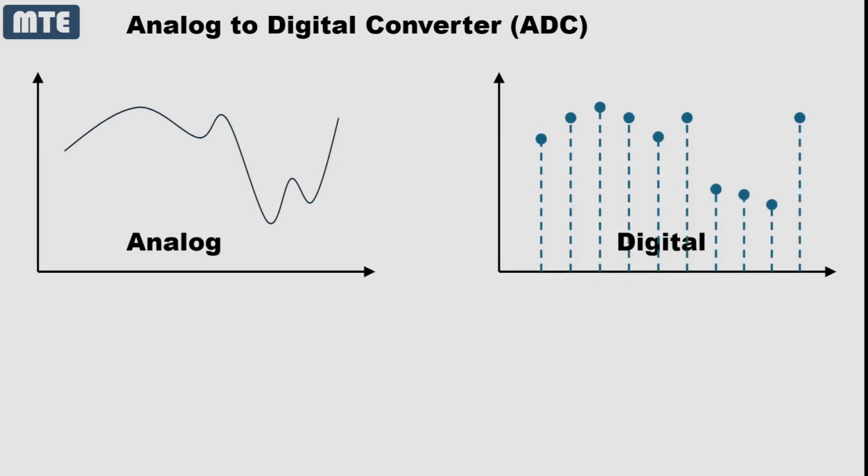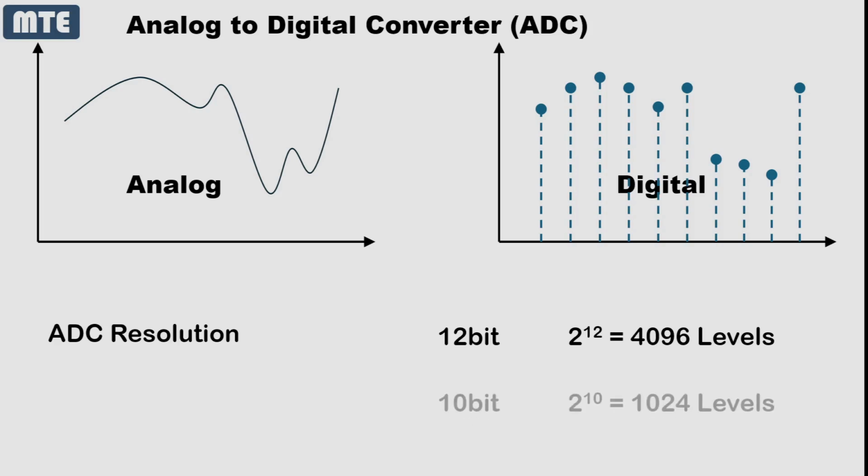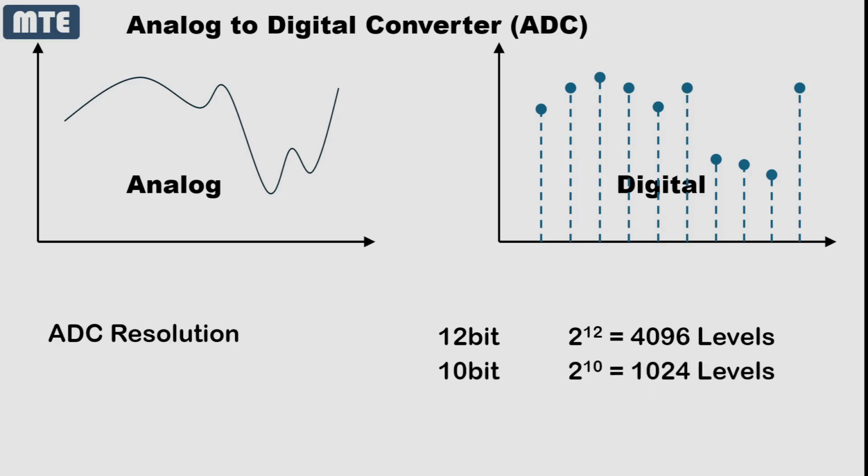The resolution of an ADC is one of its most important characteristics. It defines how finely the analog signal can be divided into discrete digital steps. For example, a 12-bit ADC divides the input signal into 4096 levels, or a 10-bit ADC provides 1024 levels. Similarly, an 8-bit ADC divides the input signal into 256 levels. The higher the resolution, the more precise the digital representation of the analog signal.